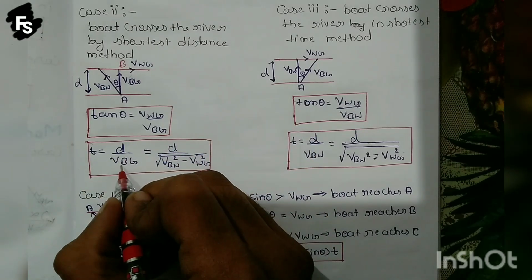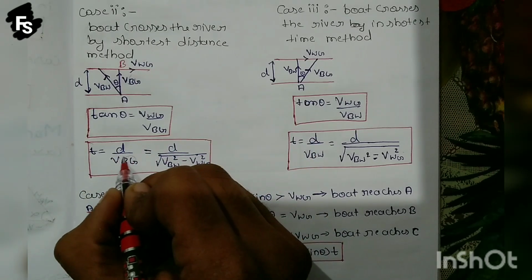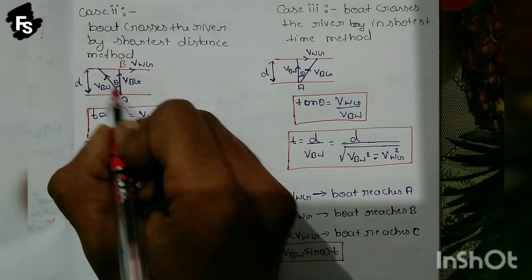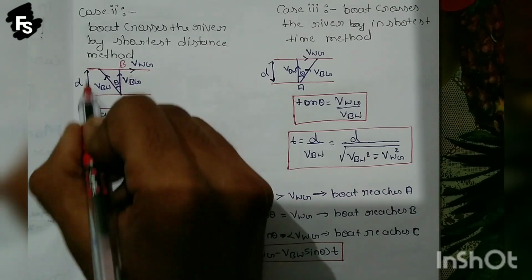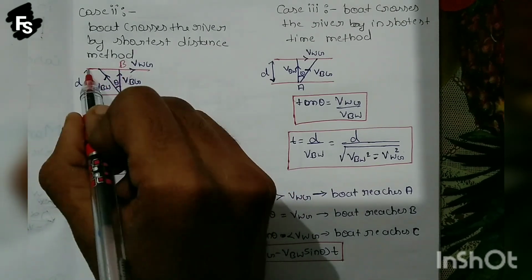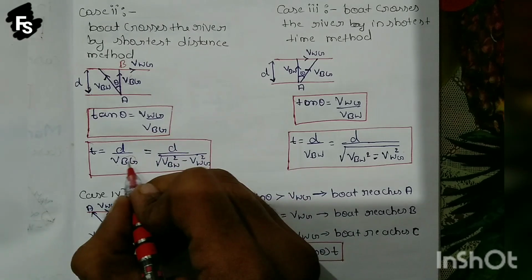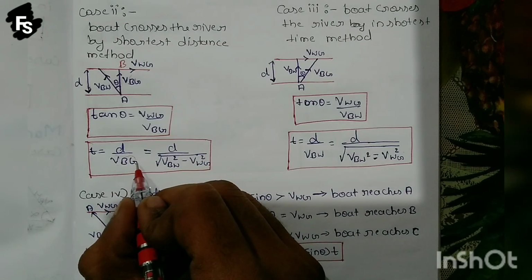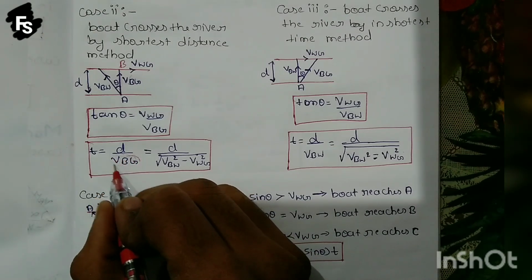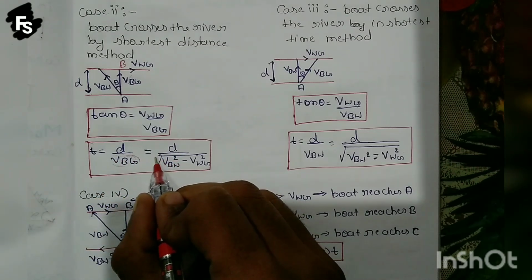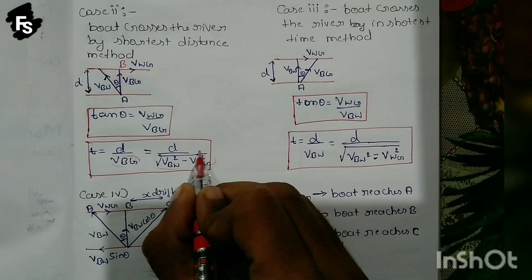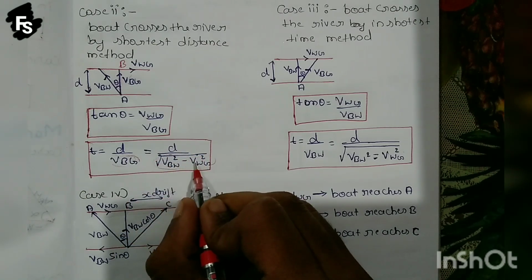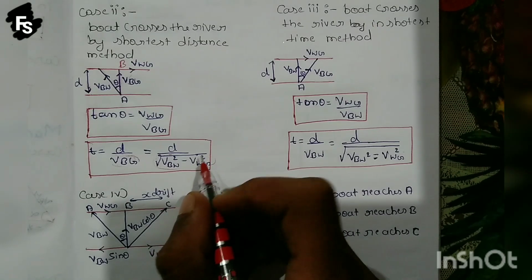Then how to find time? Time is equal to distance by velocity. Which velocity do you have to take? The velocity which is parallel to the distance, that velocity we have to take. So t equals d by velocity of boat with respect to ground. According to Pythagoras theorem, we get the velocity of boat with respect to ground as this. So time equals distance by root of VBW square minus VWG square.